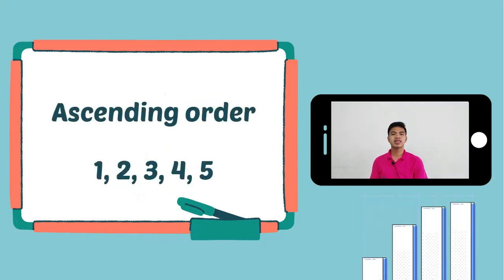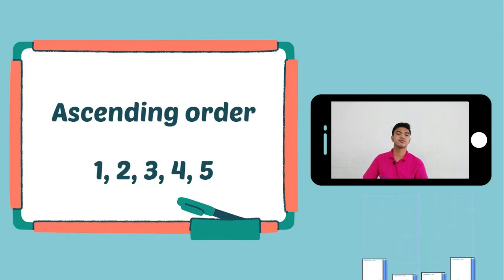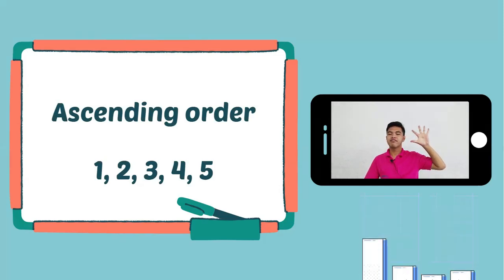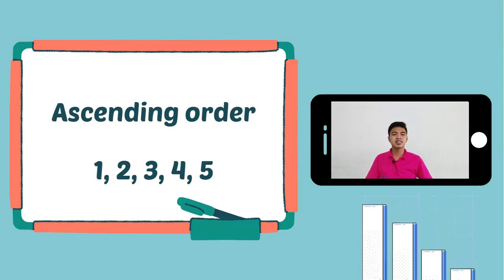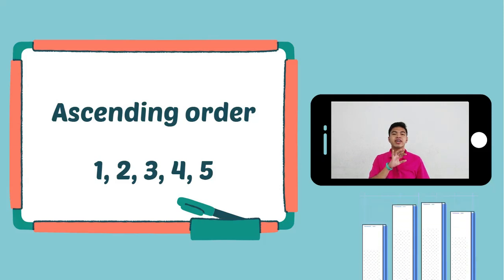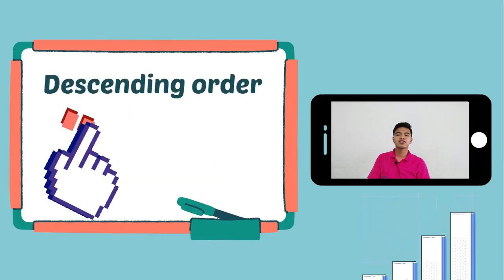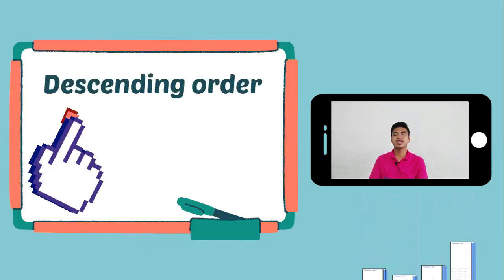So we're going to do like this. It will be like this: 1, 2, 3, 4, and 5. As you can see, 1 is the smallest and then followed by 2, 3, 4, and 5, having 5 as the biggest number. Okay, so now we're going to descending order.